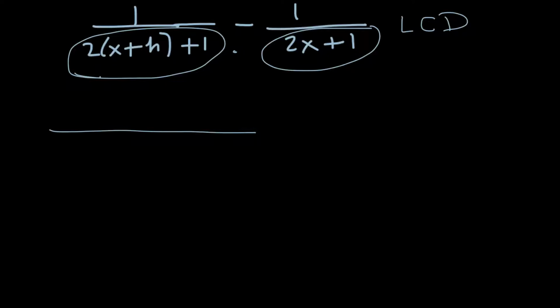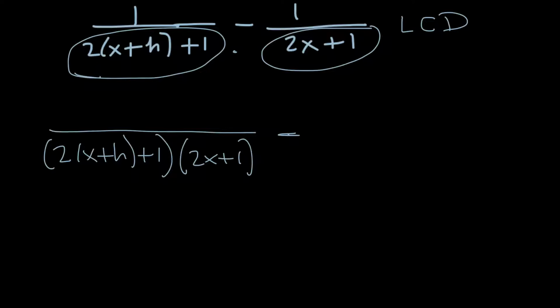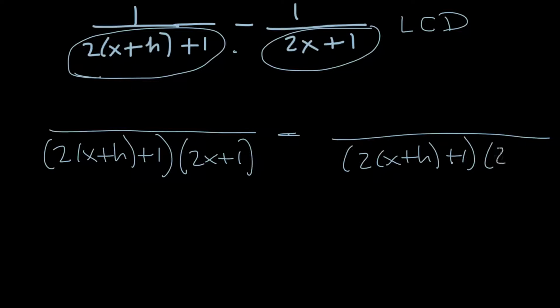So let's do that. So for our new denominator, we get the product, and let's be very careful. Here it is. That's for the first fraction. And the same product, 2 times x plus h plus 1 times 2x plus 1 for the second fraction. And now we have to figure out what goes in the numerators so that each of these fractions is equivalent to the original. There are many different ways to do this.